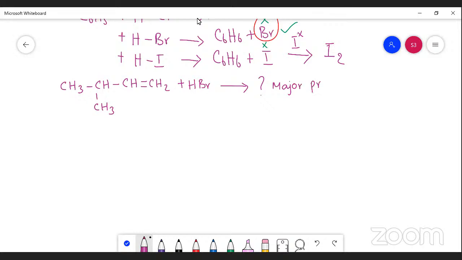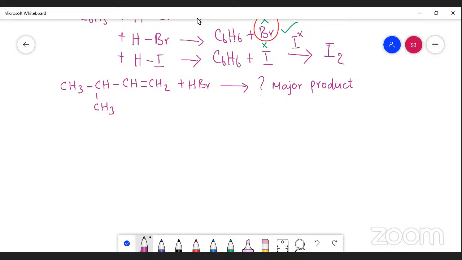Major product. Find out the major product, and whether it is Markovnikov or anti-Markovnikov. Listen, it is Markovnikov, correct? Because of the absence of peroxide, the HBr addition is in the absence of peroxide. Then what is the Markovnikov rule?